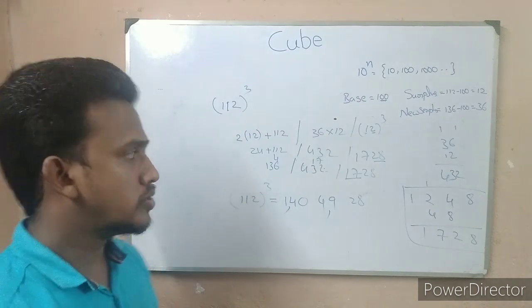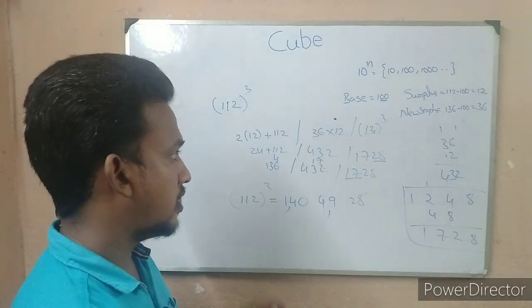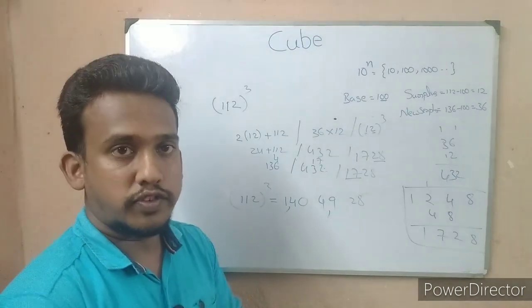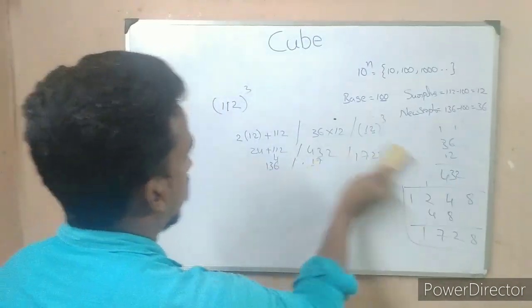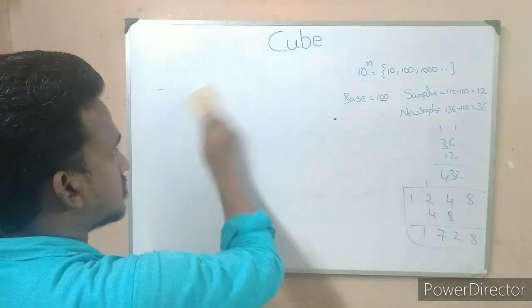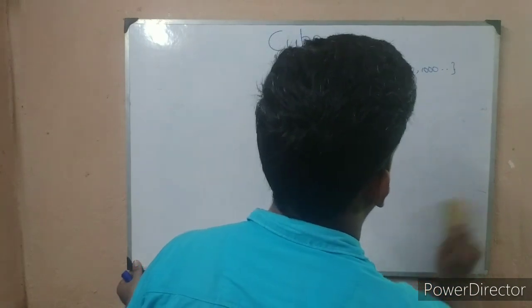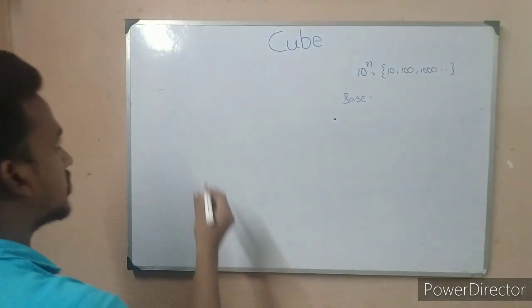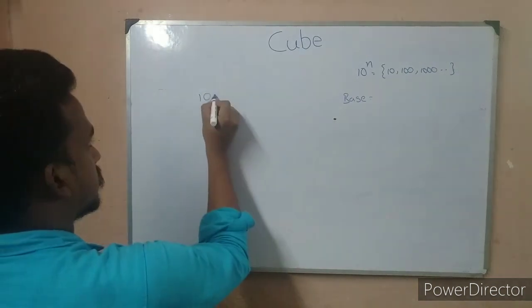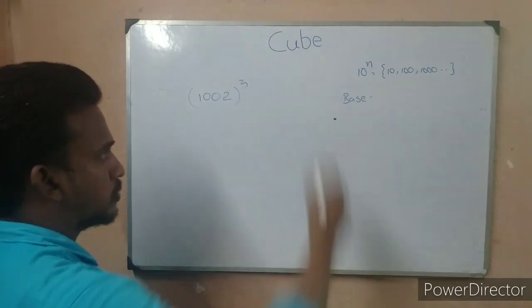So as I am explaining to you, you may find it a lengthy process, but if you practice it well, it will become much easier for you. Now I am going to take a bigger base value. So let me take the number 1002 cubed, right?